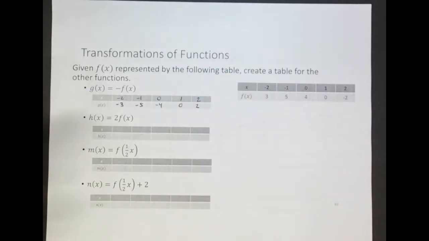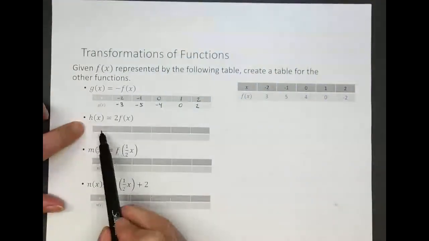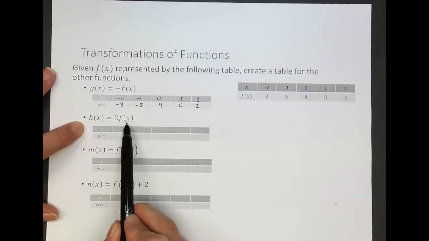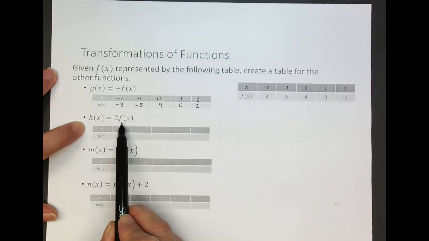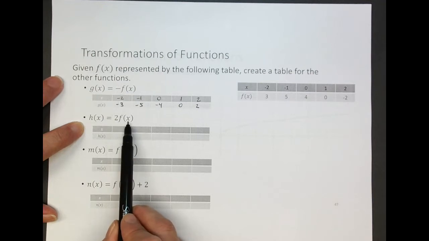So I don't need the graph. I can just apply the transformation algebraically. Here, h of x is 2 times f of x. What transformation is this? I've got a vertical stretch by 2. Another way to think about this is all the y coordinates of points on the graph are being doubled, multiplied by 2, or the entire function is being multiplied by 2.